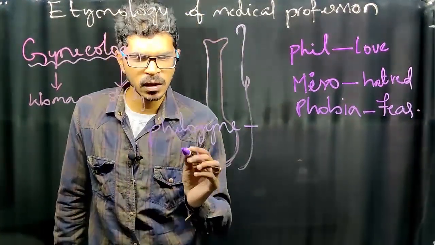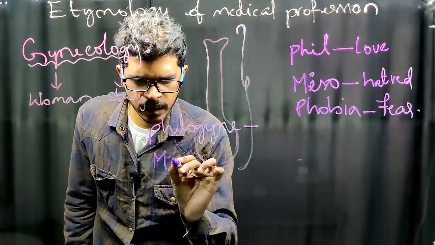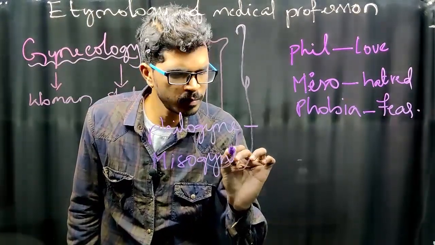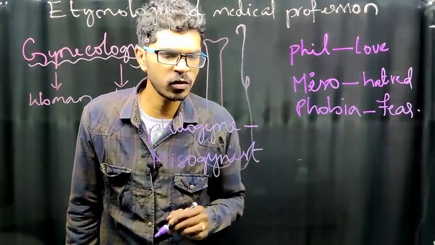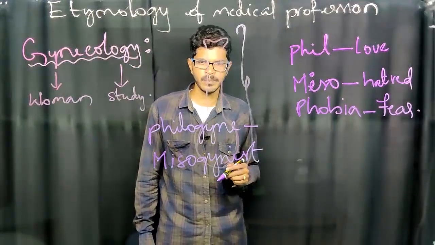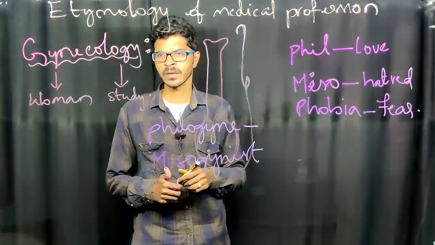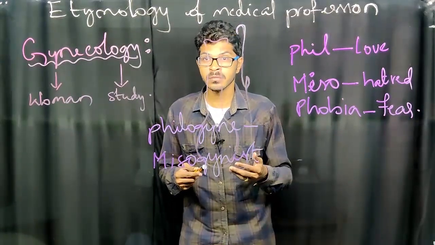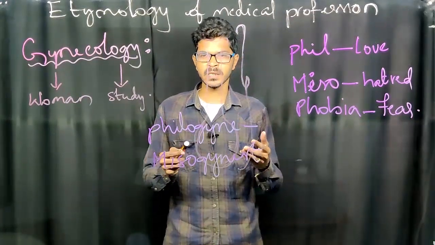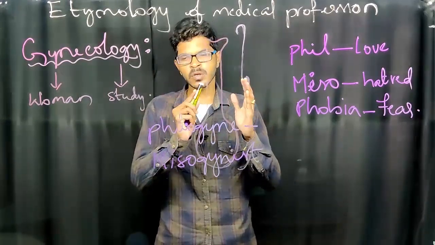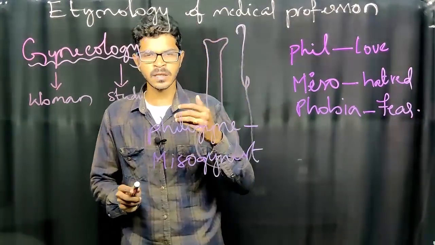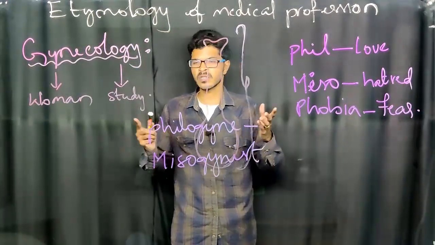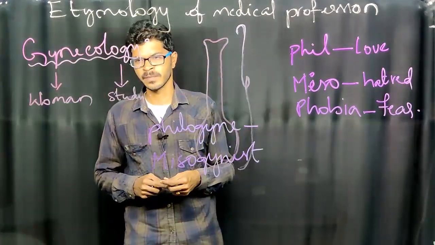Then what do you mean by misogyny? Misogynist, we can say. Who is a misogynist? A person who hates women, who doesn't like to talk to women, who is afraid of women also. Okay, not completely, but he is afraid because he hates them. So if it is such a case, we can say, hey, Mr. So-and-so is a misogynist. He doesn't like to talk to women.